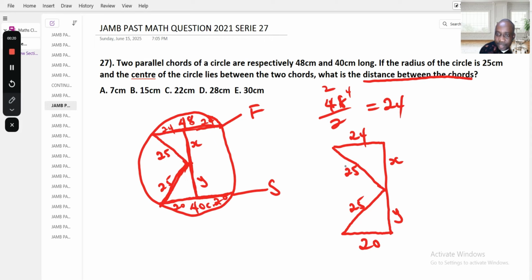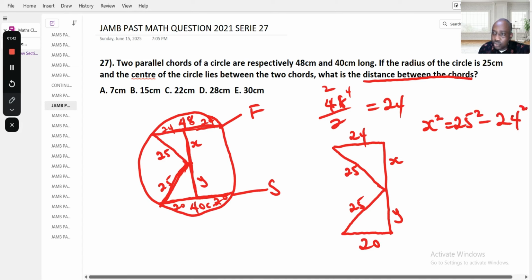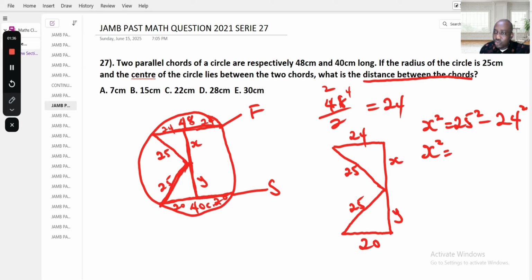The first one is like this: x raised power 2 equals to the hypotenuse, which is the longest side in the triangle. Whenever you want to find another side of the triangle, we use hypotenuse minus opposite or hypotenuse minus adjacent. Therefore, 25 raised power 2 minus 24 raised power 2. What is 25 times 25? To give us 625 minus what is 24 times 24?